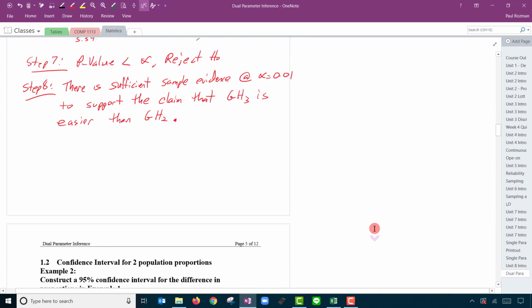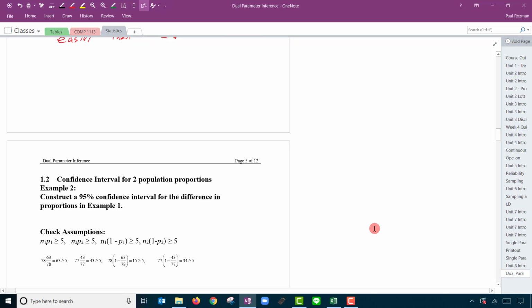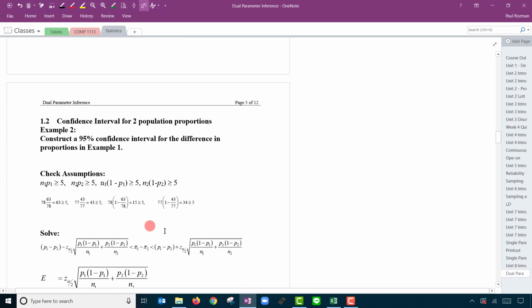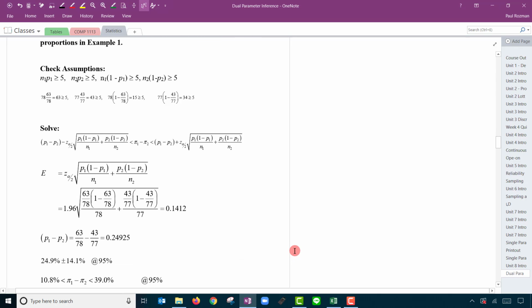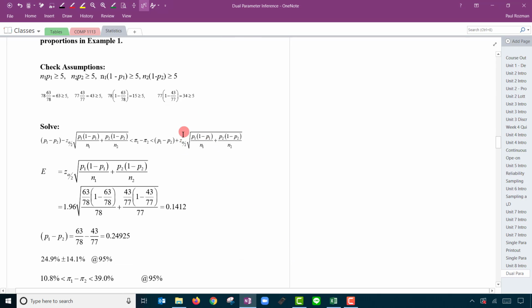We can compare two proportions making a confidence interval. I did the same example, construct a 95% confidence interval for the difference in the proportions. So here's a case where, say you don't have any claim, then you construct a confidence interval. And again, you check your assumptions like we did, and then you just plug the things into the formula to get your interval. Calculate your error. If you're doing 95%, your z-score is 1.96.